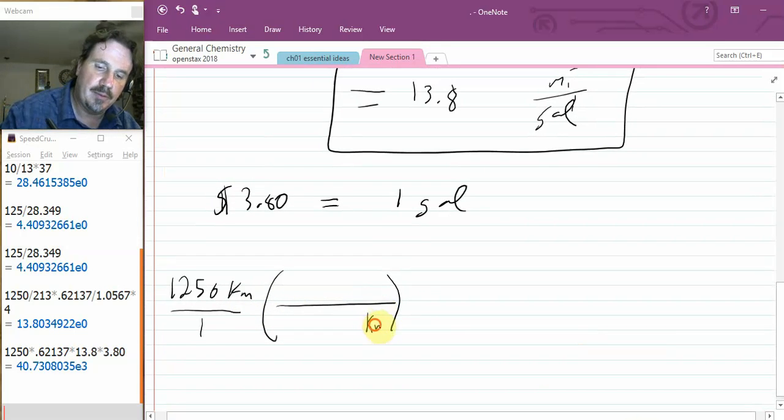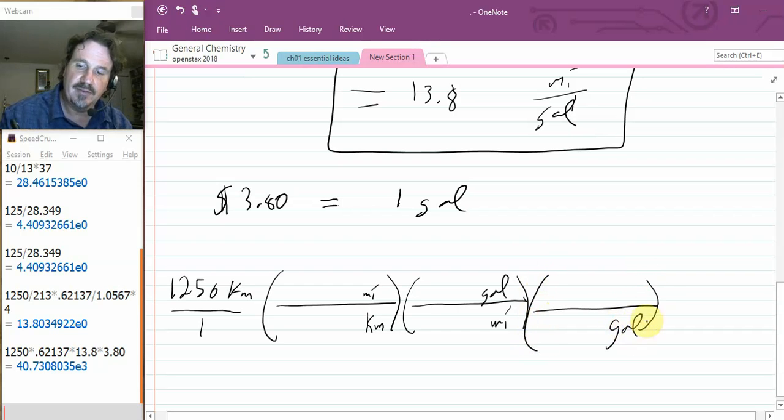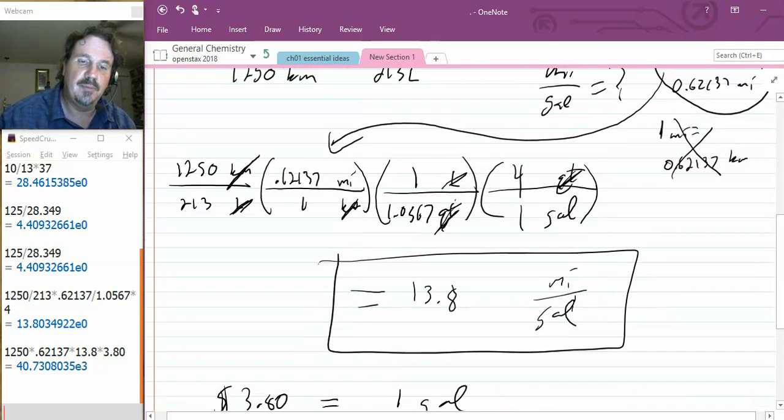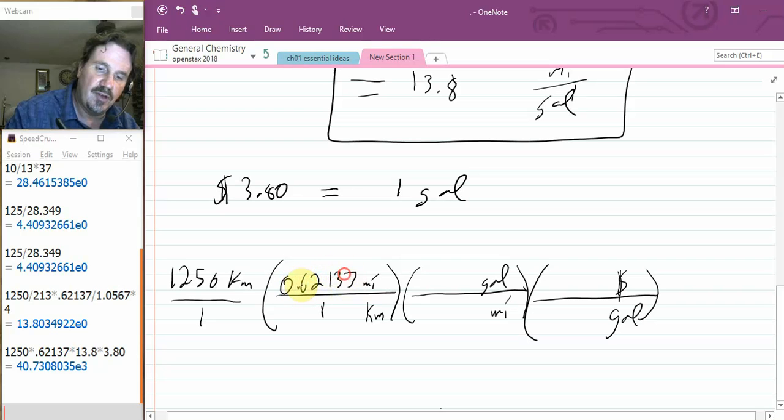First step, I'll put on the bottom kilometers, so it will cancel. We're going to convert that to miles. I know we can look that up, we just did before. And then I can go from miles to gallons of gasoline, because again, that was 13.8, we just figured that out. And then finally here, I can go from gallons of gasoline to dollars, because it's $3.80 per gallon. Alright, so let's just fill in these numbers. First of all, miles to kilometers, we did that before. It's right here, that conversion factor, and it's in the table. 1 kilometer is 0.62137 miles. Kilometers cancel each other.